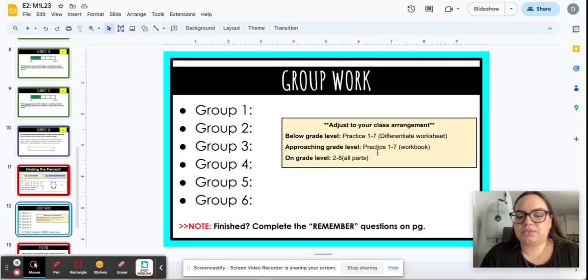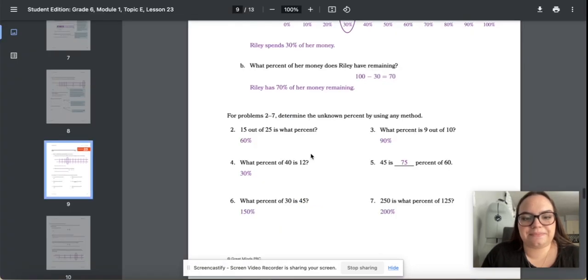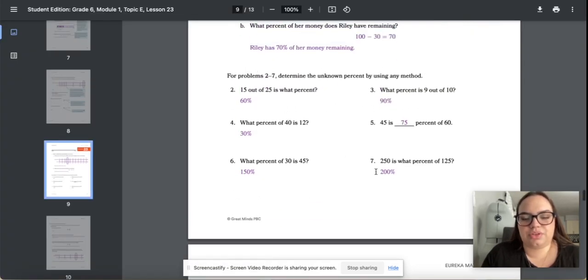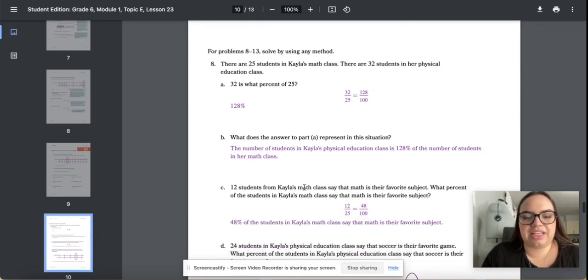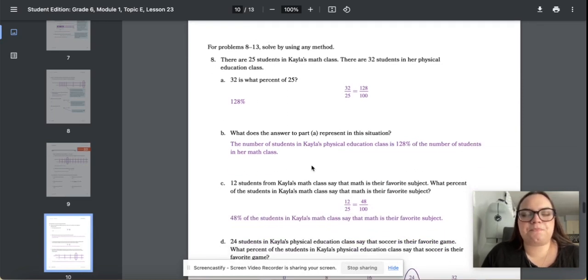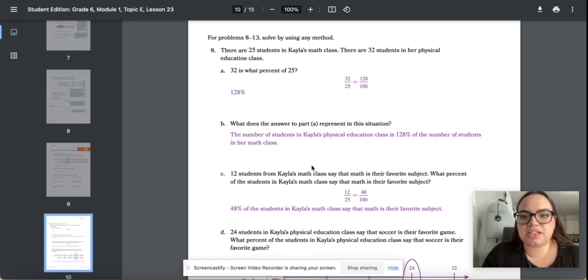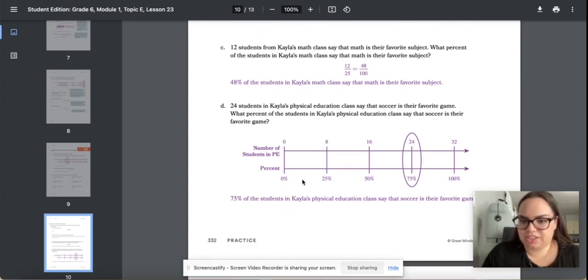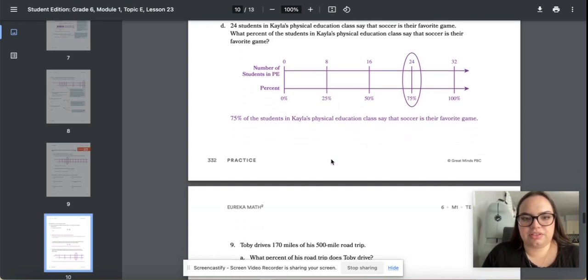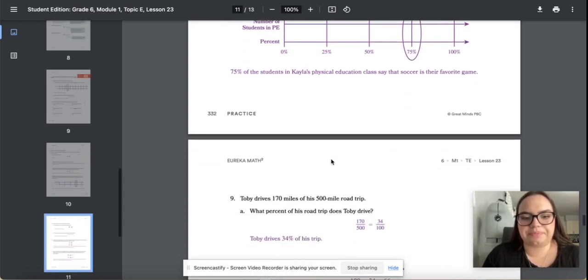For the approaching grade level, practice 1 through 7 with no differentiation. So they will create that tape diagram from scratch or the double number line, whatever they choose. For those students who are on grade level, questions 2 through 8, and I can show you how they look. So we're incorporating now a longer word problem where they have to understand the context, create their tape diagram or diagram, whichever they choose, tape diagram or double number line.